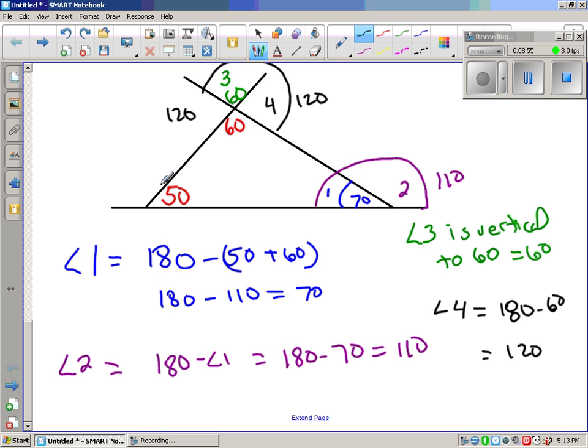And the last angle to find is right next to the 50 degrees. And it's a straight angle, so it's 180 minus 50. That gives us 130 degrees. So that's how you find the missing angles.